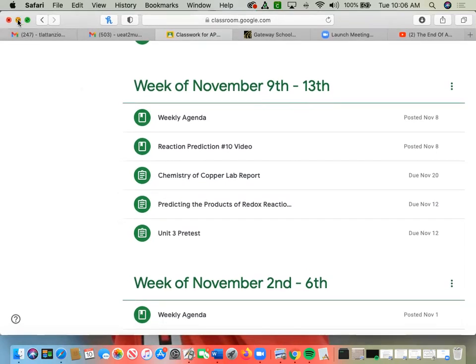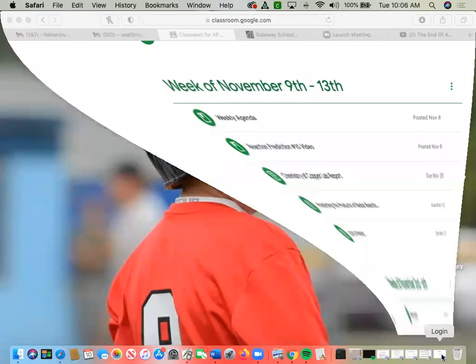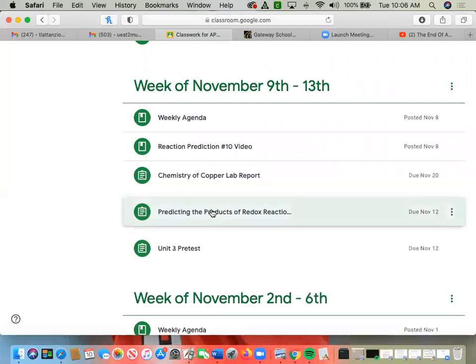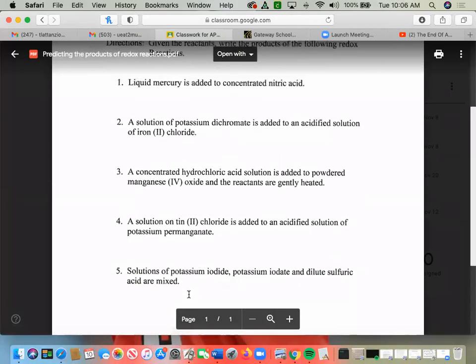I want to reference the last part of the chapter, and that is a quiz. A quiz that I have planned for Thursday this week. Okay. When you look at that, maybe I should reference that right now. That quiz that I have set up for Thursday, predicting the products of redox reactions. Here's one of the things that it says.